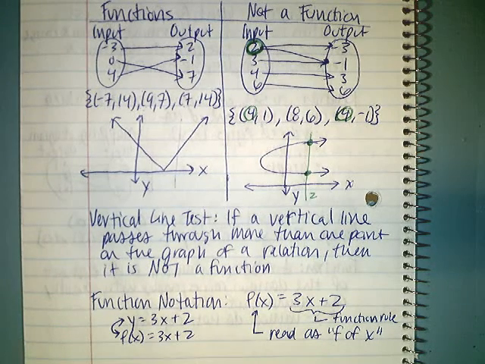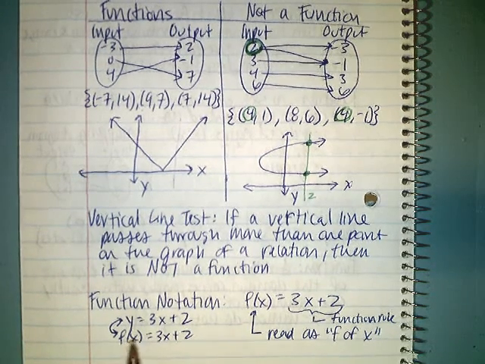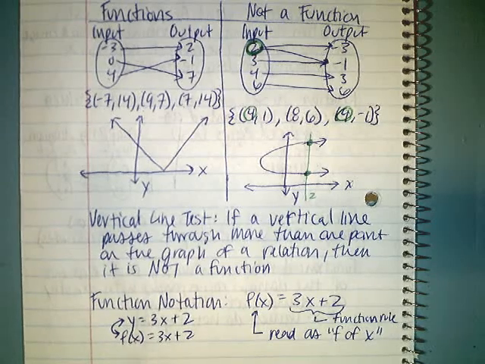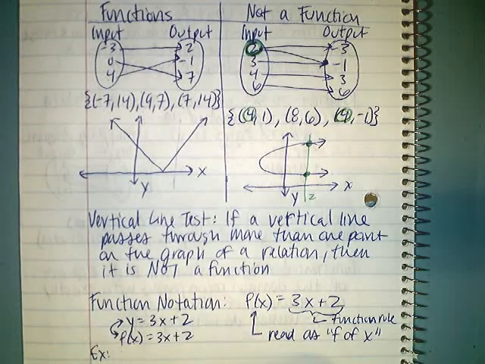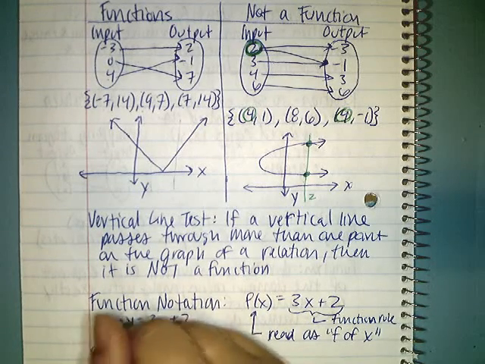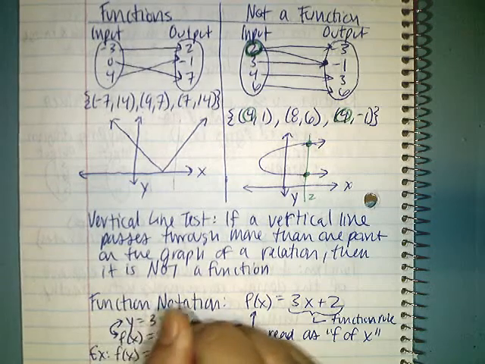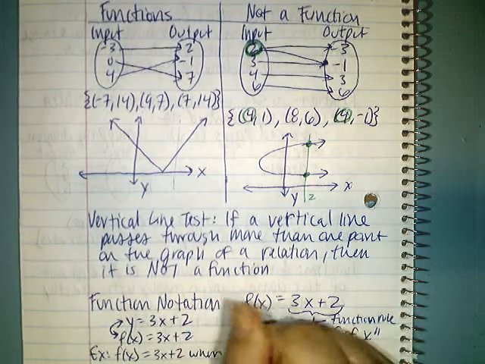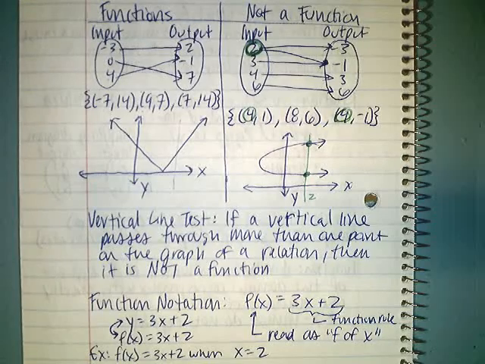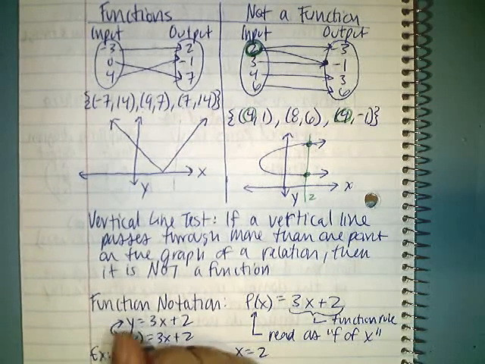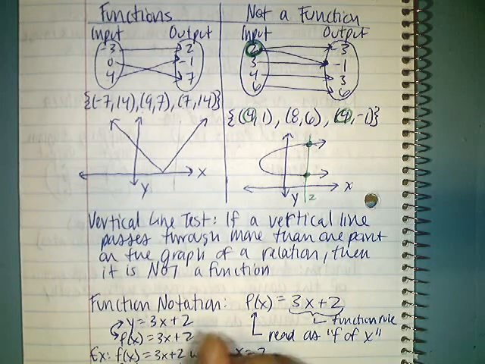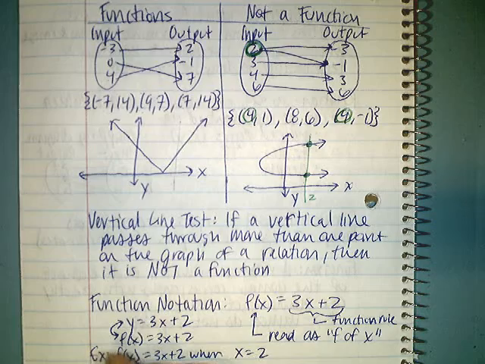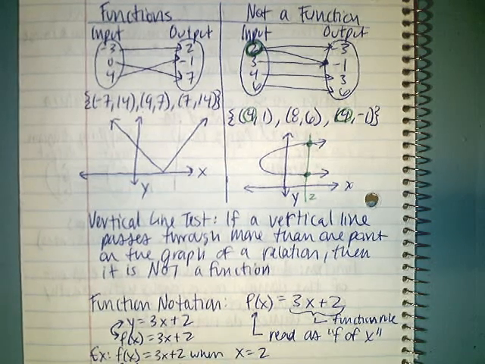And the reason we do that is because we can plug in values for x and see what we get out. So for an example, say I asked you to find f of x equals 3x plus 2 when x equals 2. What this notation allows us to do is say, okay, f of 2, so I'm plugging in 2 for x, equals 3 times 2 plus 2. I solve that out, and 6 plus 2 is 8. So f of 2 is 8.